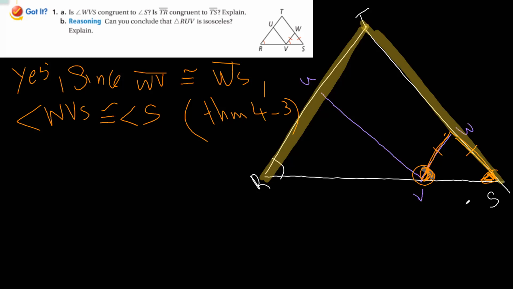Teacher, can I answer quickly? Yes, please. They are congruent because angle WVS is congruent to angle S, and angle S is congruent to angle R. Since in triangle WVS, WV is congruent with WS, we can say that angle S is congruent to angle R, and we are going to use theorem 4 to find the two angles.